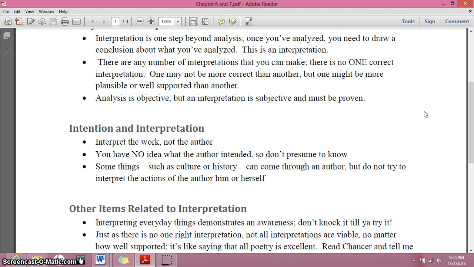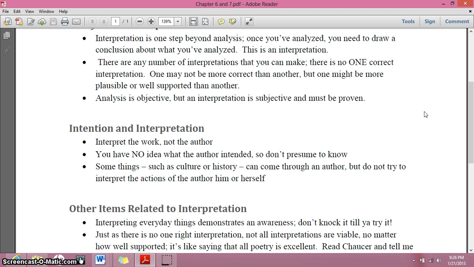You don't want to get mixed up in saying that, oh, well, Bob intended this. You have no idea what the author intended, so you don't want to presume to know because that hurts your credibility. Some things like cultural history can come through the author. Even the author's biographical information might come through the author, but you still don't want to profess to know what their intentions were when they sat down to write something. You can have an idea of what their message was, what their goal was, but not their intention. So steer clear of authorial intent.